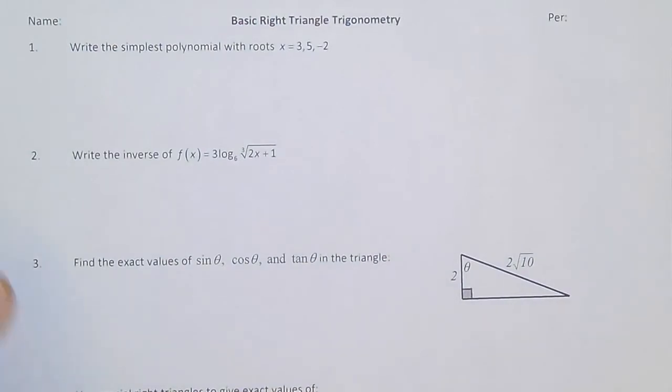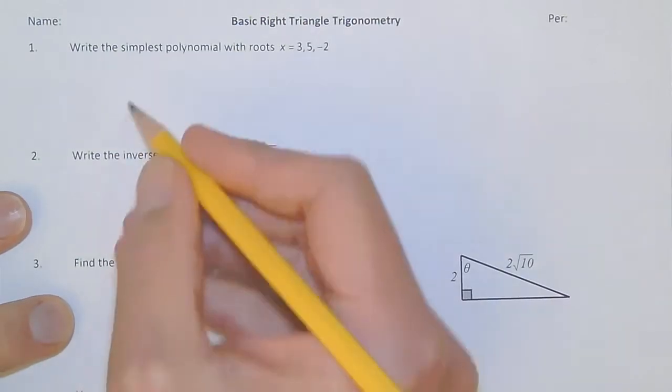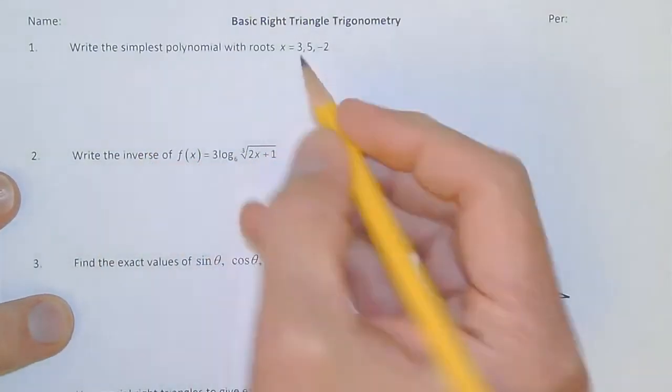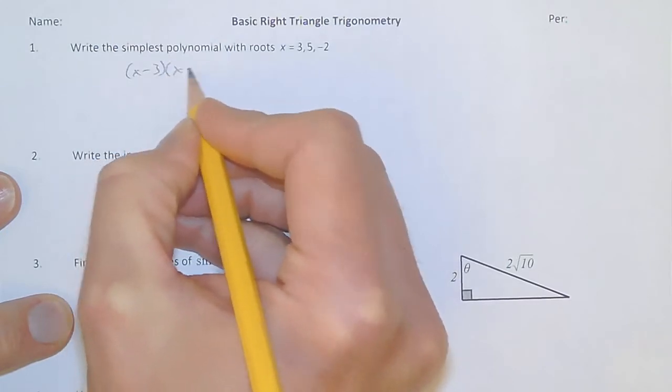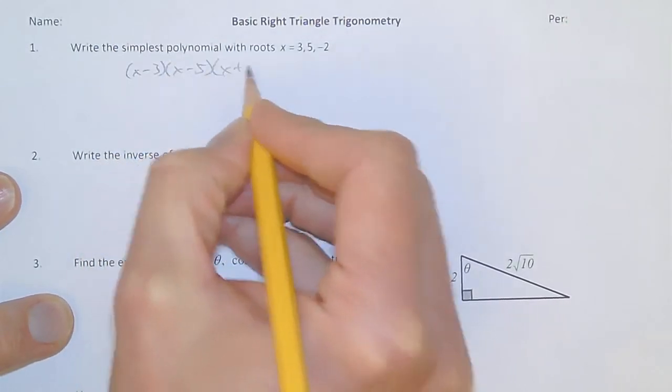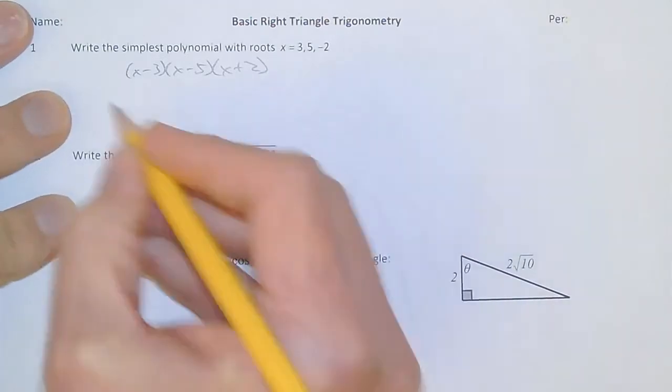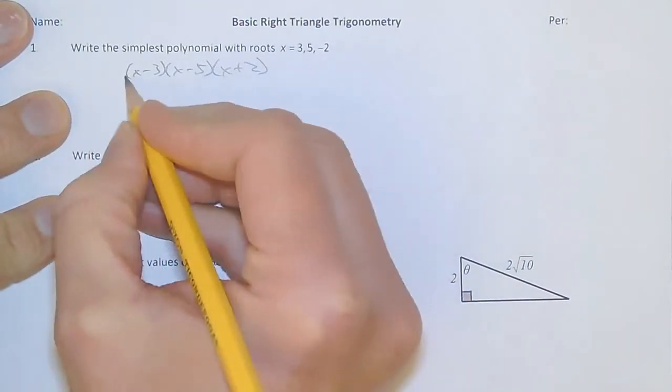All right, let's work on basic right triangle trig. Our first review problem: the simplest polynomial with roots of 3, 5, and -2 would look like x minus 3, x minus 5, and x plus 2. We multiply some of these together, these first two.